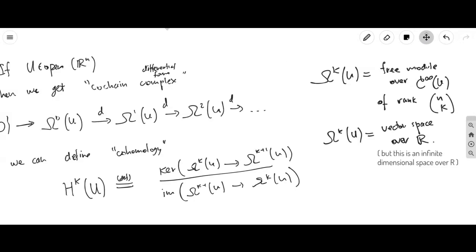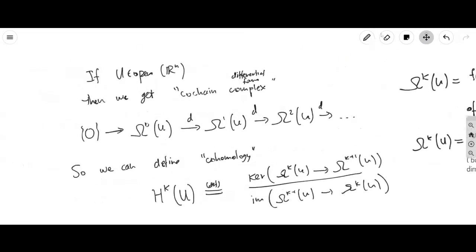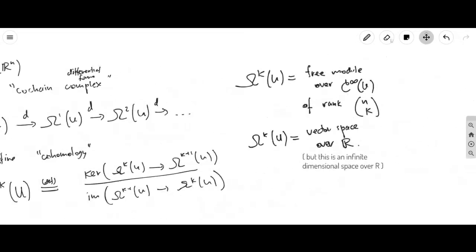But this is going to be a little bit reminiscent of when we talked about the chain complex. When we talked about homology in the chain complex, these were free abelian groups with infinitely many generators. So this is a little reminiscent of that: as a module over smooth functions, it will have finite rank, but as a vector space over the real numbers, this will actually have infinite dimensions. So it's like an infinitely generated space over the real numbers.